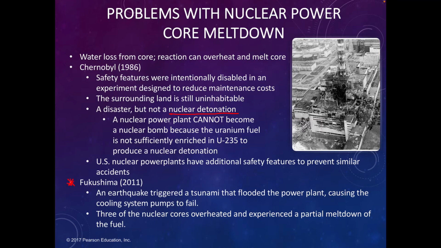So like in Japan in 2011, an earthquake triggered a tsunami. Okay, the tsunami flooded the power plant, and it caused the cooling system pumps to fail. Okay, and so when they failed, things overheated, and we had a partial meltdown of the fuel. But there were no deaths associated with this accident. Okay, or with the radiation from this accident. Okay, so even though the cooling pumps failed, and it was devastating, it wasn't Chernobyl. It wasn't this catastrophic nuclear explosion.